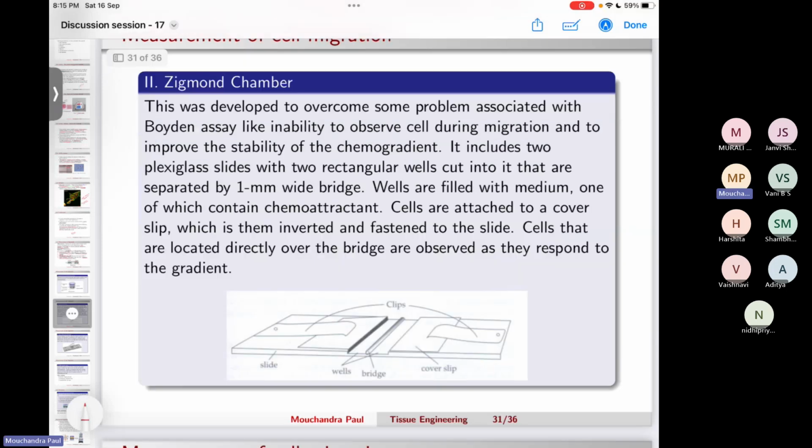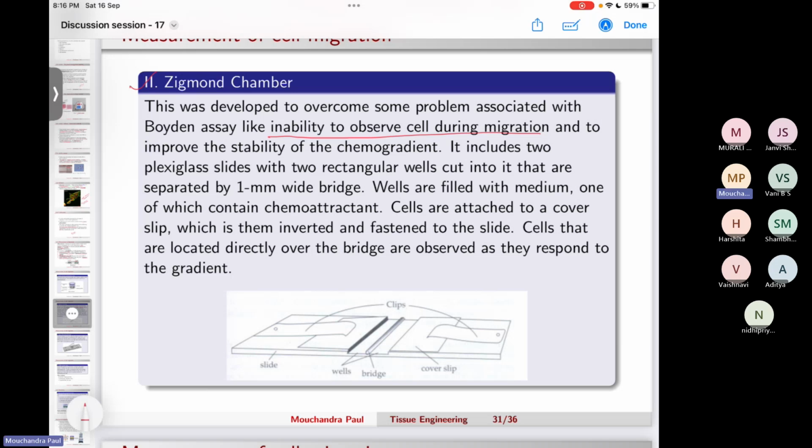But there is one limitation of this technique. You cannot actually observe the cells during migration. You are able to observe the cells before migration and after migration, but during the migration, observation is not possible through this Boyden assay. This limitation was solved by a scientist who made a chamber called the Zigmond chamber.